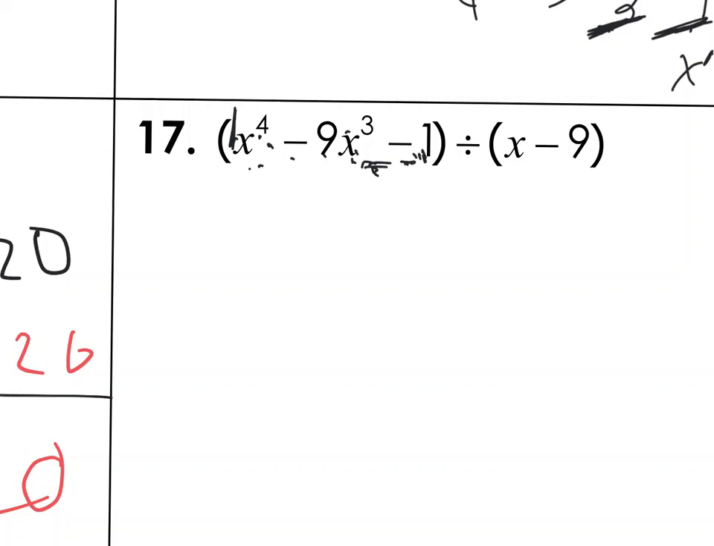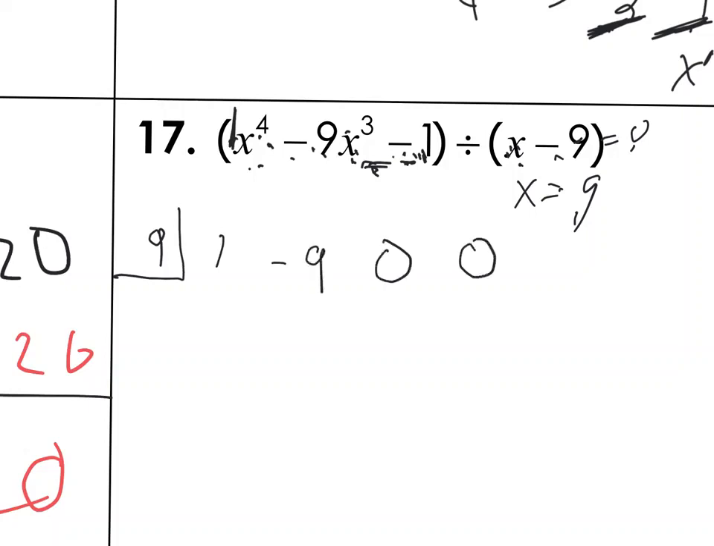So I'm going to divide by the opposite of x minus 9, which would be x has to be a 9, because if I set this equal to 0, add 9 to both sides. So this 9 goes outside, and then these coefficients are what I need. So I have a 1, a -9, I don't have an x squared, I don't have an x, then I have a -1. Okay. Now you remember seeing this?